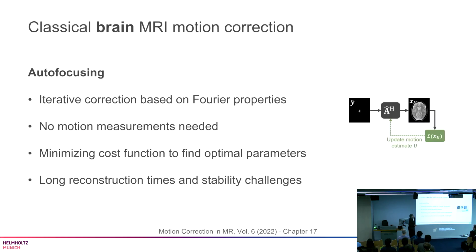So basically, you can do some iterative correction based on the Fourier properties. You can actually formulate translation and rotation in the Fourier domain. We don't need to do motion measurements, but you can optimize the parameters by minimizing some cost functions. It's a bit like doing image registration in k-space, if you think about this, like a cost function. I think it was entropy based at the time. But reconstruction is then iterative, potentially quite long, and you have some stability challenges there.